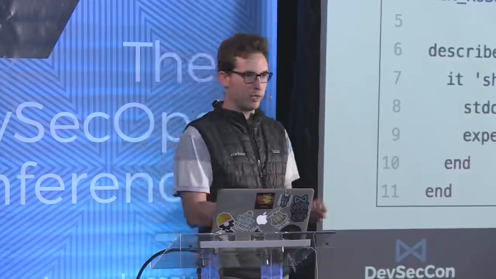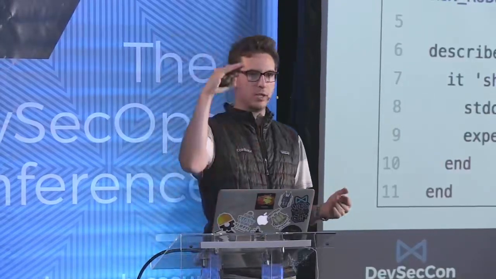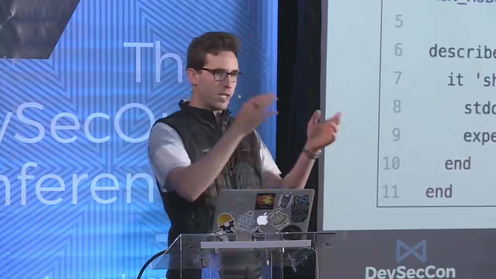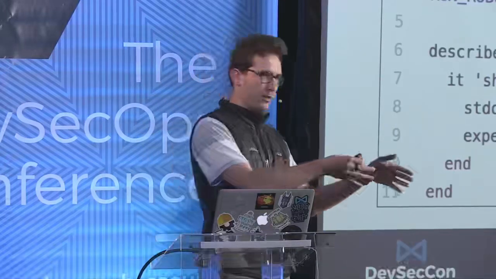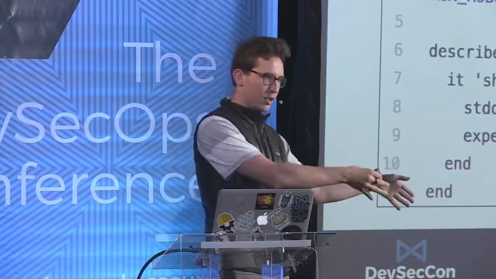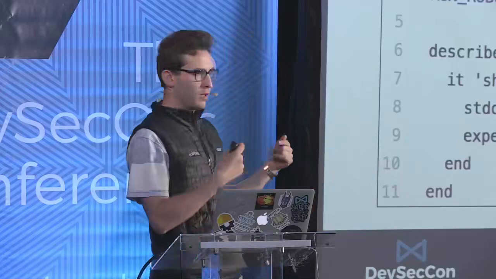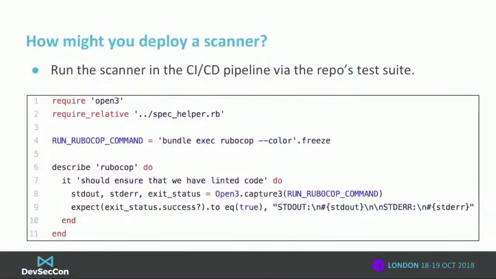So you could go around to every repository and just add a test which says, run this scanner, and if the scanner fails, fail the test suite, and if the test suite fails, then the build will fail, and if the build fails, you probably shouldn't push it into production. This is a pretty good way to ensure that you have continuous monitoring on every pull request. And so this worked for a while.